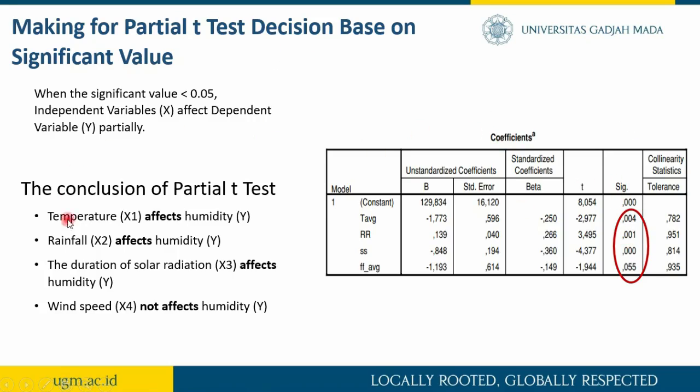The conclusion of the partial t-test is that temperature affects humidity, because this value is less than 5%. Rainfall affects humidity because this value is less than 5%. The duration of solar radiation affects humidity because this value is less than 5%. And wind speed does not affect humidity because the significance value of wind speed is more than 5%.